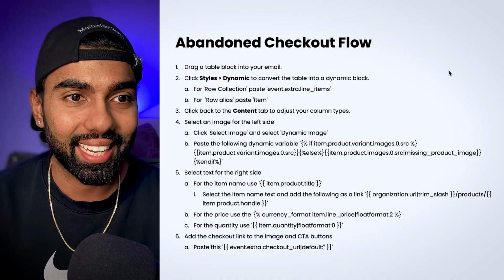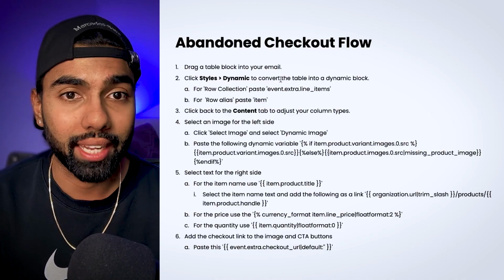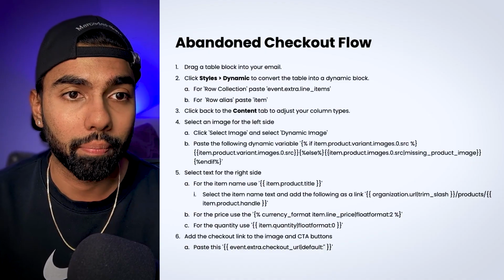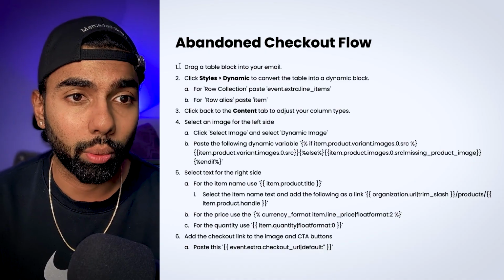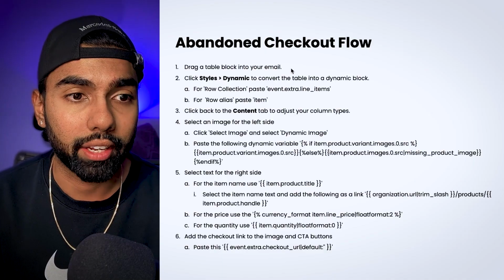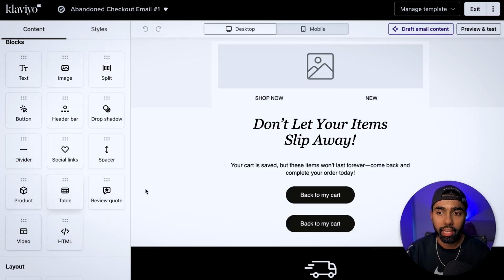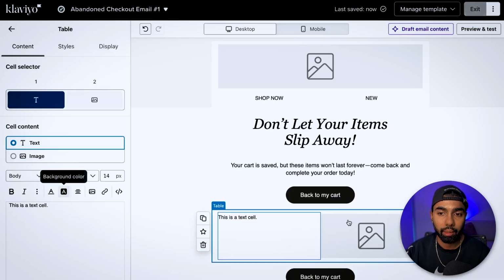So here are the exact steps, and I'm going to show you guys live how I set these up within Klaviyo. So I'm going to be referring back to this and going back and forth within Klaviyo. So let's get started. So first of all, what we're going to do on our abandoned checkout email is we're going to drag a table block into our email. So I've got Klaviyo open on a tab over here, and I'm going to drag over a table. So over here in the content, I'm going to find a table and I'm going to drag it over to where I want to place the block.